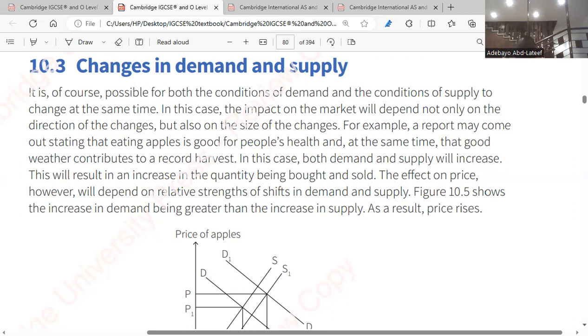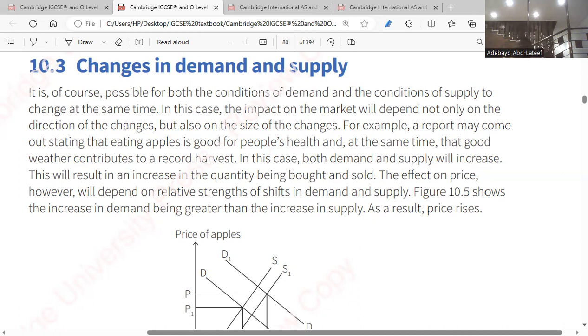The strength of supply goes to the weather condition. So supply will continue to increase if weather conditions improve. But if the weather conditions start declining, supply would fall. But there's possibility of an increase in demand at the same time as an increase in supply, not because of price. Price will be determined by the strength of the shift in demand and the strength of the shift in supply.